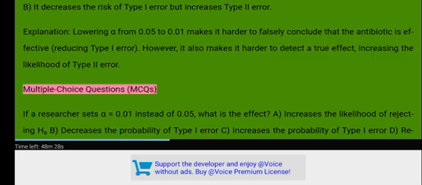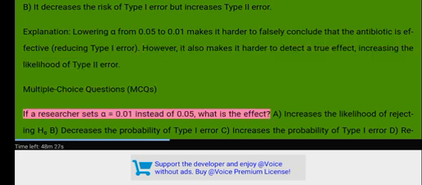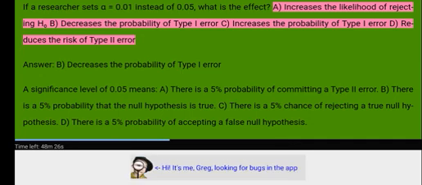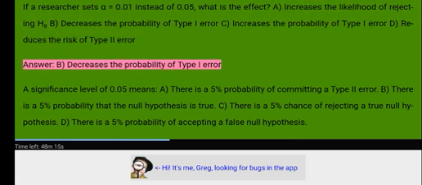Multiple choice questions, MCQs. If a researcher sets alpha equals 0.01 instead of 0.05, what is the effect? A. Increases the likelihood of rejecting H₀. B. Decreases the probability of type 1 error. C. Increases the probability of type 1 error. D. Reduces the risk of type 2 error. Answer: B. Decreases the probability of type 1 error.